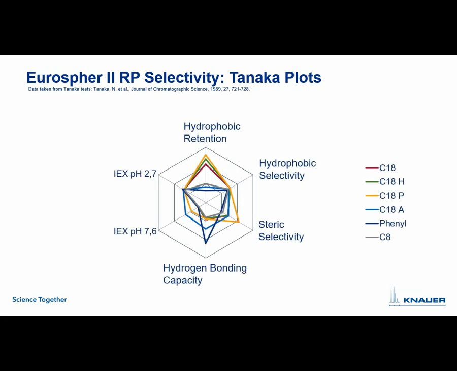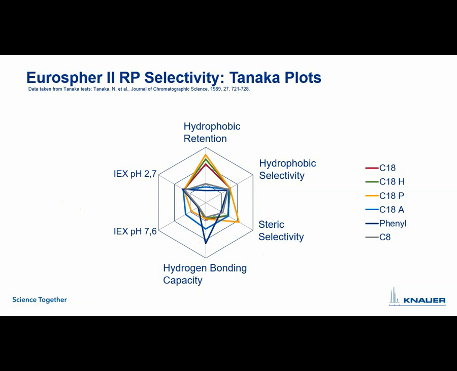This is called a Tanaka plot, and you see here all the tests that you do. So you look for the hydrophobic retention, the hydrophobic selectivity, the steric selectivity, the hydrogen bonding capacity, and ion exchange capacities at different pH values. I know this is really not so easy. We made here an overview of our phases that you saw before, and you see which one has a higher hydrophobic retention, which has a higher polar retention. But I don't know if everybody can take so much information out of this.